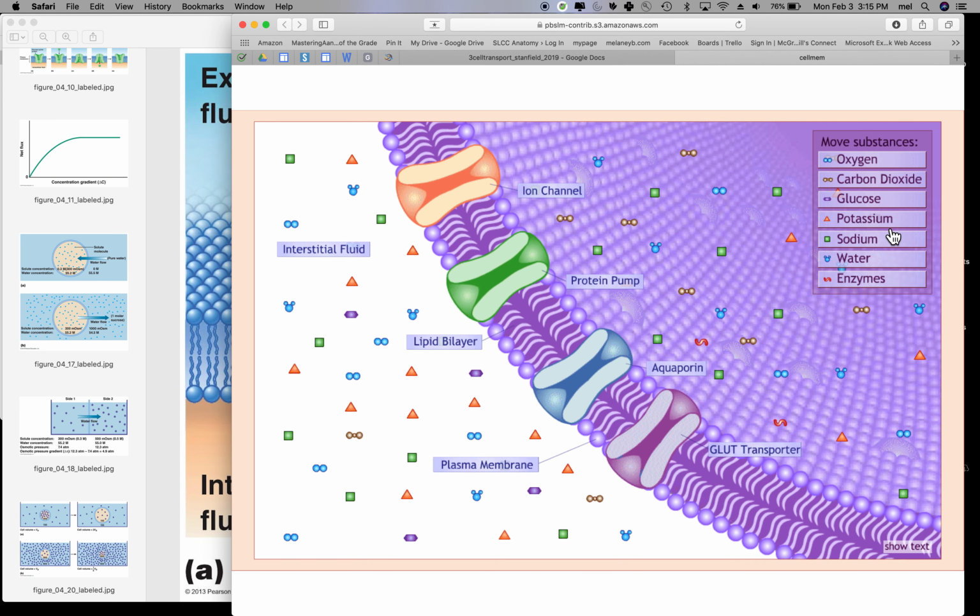It's just open. And FYI, channels do not have shape-specific binding sites. So if, for instance, I called this a potassium channel, it would usually be a potassium channel, because anything that had the right charge and was about the right size could probably leak through that as well. So they do call them potassium channels or sodium channels or chloride channels. But since they don't have shape-specific binding sites, you can just predict what's likely to go through it because they're just kind of open.